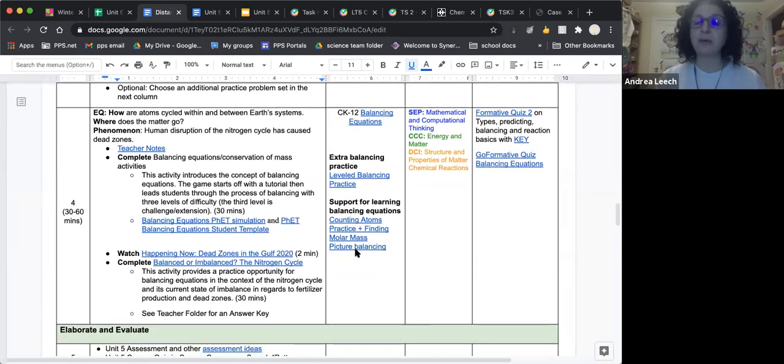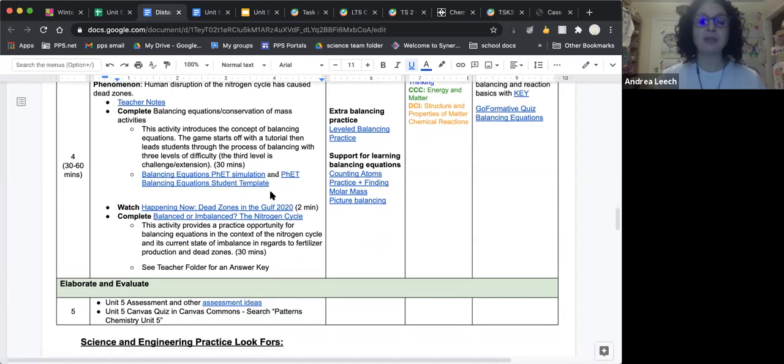This is more of a table method. This is more of a picture method. I've found in the past that my students need a mix. There's probably a third of them that do really well with the picture balancing. For a third of them, it drives them insane, so they need the counting atoms version. And a third of them can look at an equation and just figure it out in their head. So you'll want to level that based on where students are and let them work at their level.